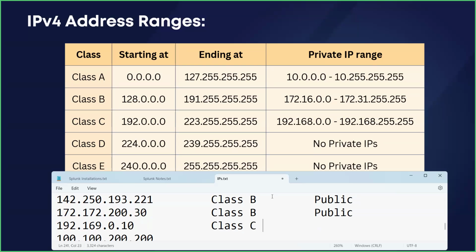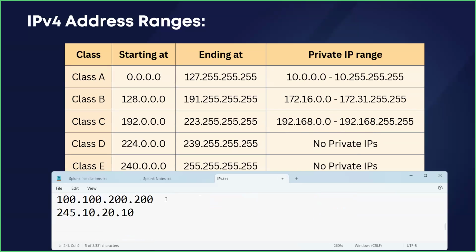Class C and private or public? Public. Yes, this is a public IP. Why is this public? 192. That seems to match. But here it's 169. For it to be a private IP, second octet should be 168. Yeah, so you have to look at two octets here. Right. So since this is 169 and it's outside the range, it's a public IP.